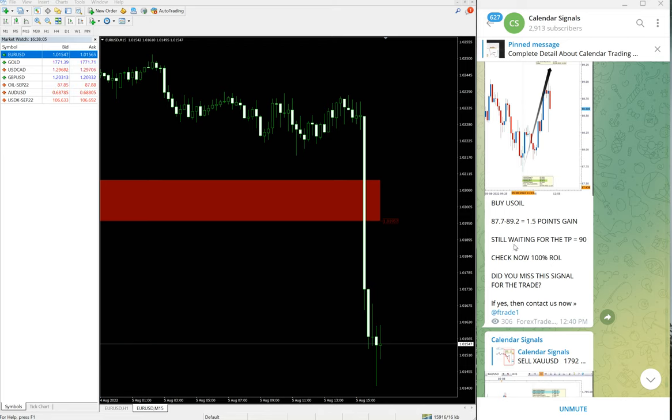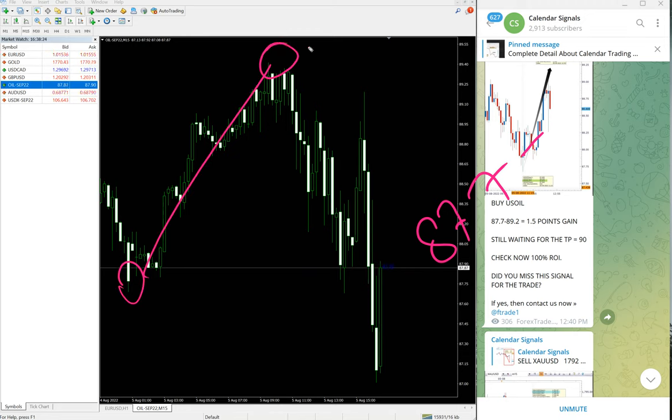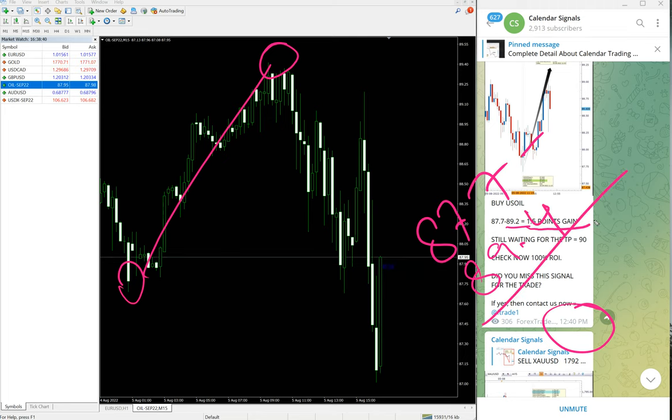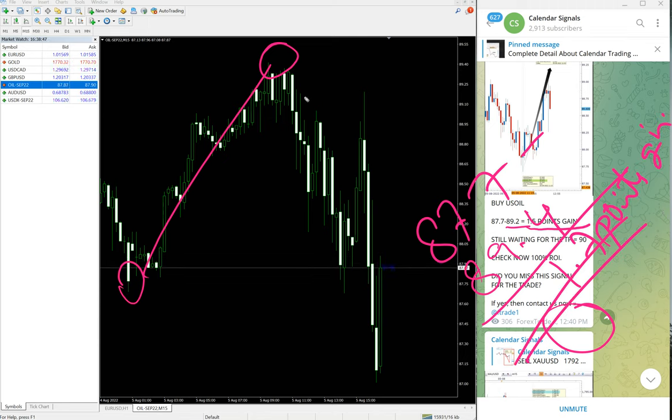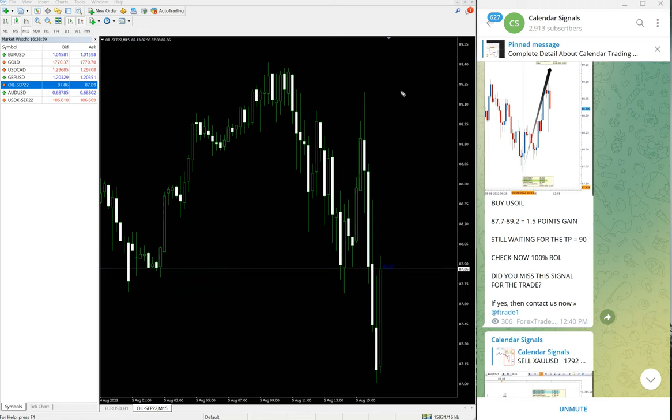And US oil we gave buy, and small profit on oil, entry taken at 87.7, which is around here, and high traded 89.2. We updated on the channel here. Here is the update at 12:40 PM GMT. 89.4 it went. So 1.7 points gain on USOIL buy signal. After that it fell down, but from here to here it performed 1.7 points. Again, good profit on USOIL as well.